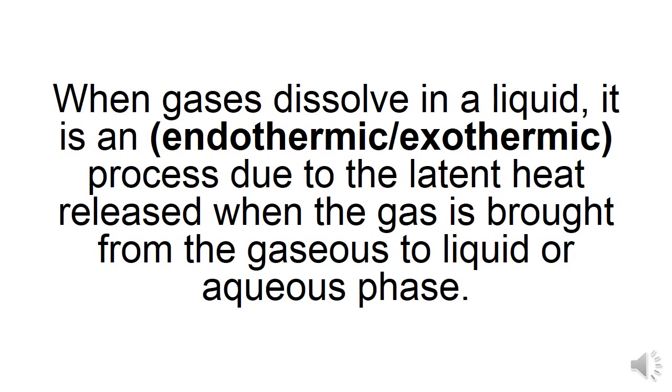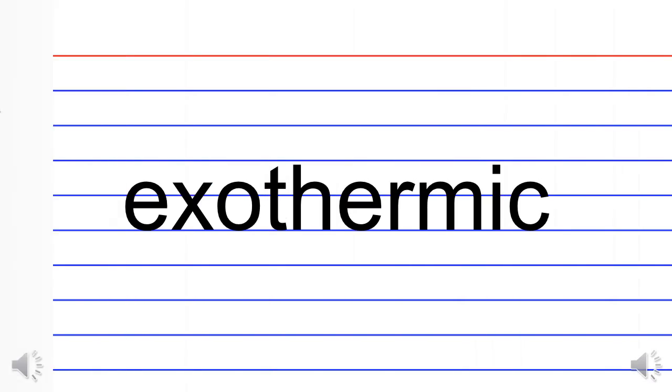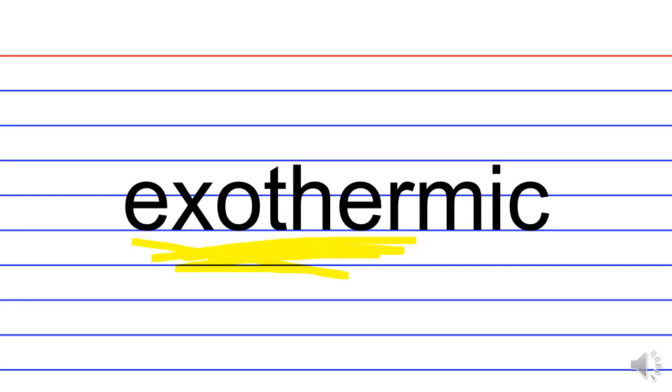All right, this one might seem long, but it's just a defining card, so that's why there's so much detail. When gases dissolve in a liquid, it is an endothermic or exothermic process, due to the latent heat released when the gas is brought from the gaseous to liquid or aqueous phase. So is this endothermic or exothermic? Oh yeah, as you might have guessed, it's exothermic. And the big hint word was the latent heat release.